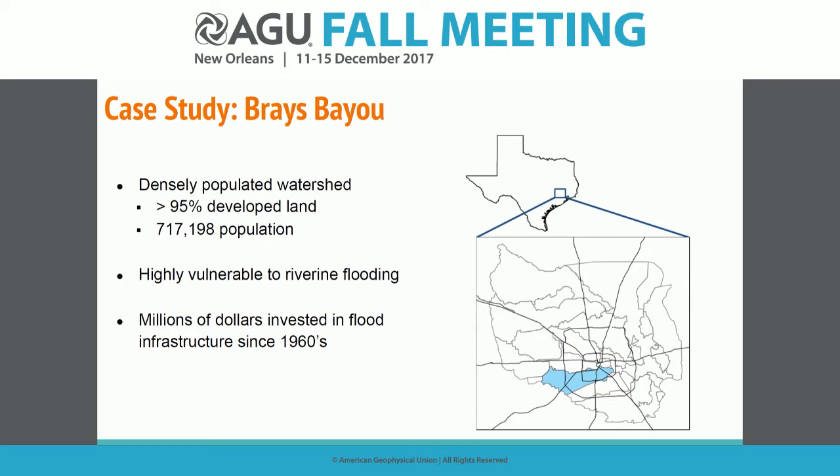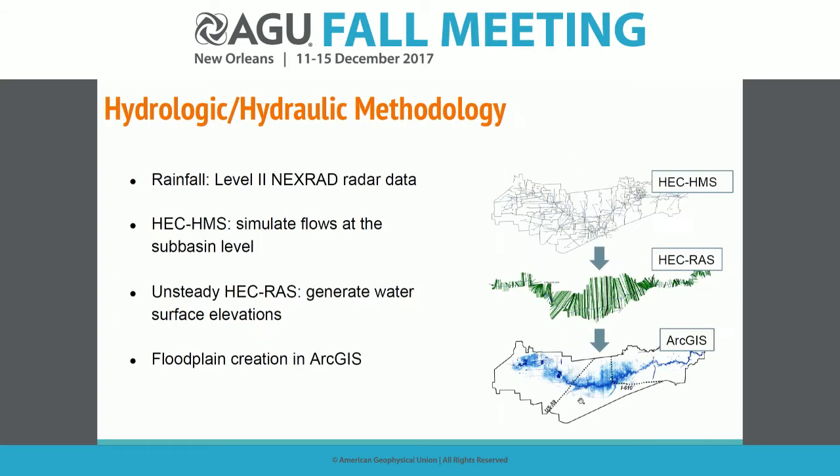In our case study, we focused on the Brays Bayou watershed, which is a very densely populated watershed with more than 95% developed land, which historically has been very vulnerable to river flooding, and millions of dollars were invested in flood infrastructure in the 60s. And it's shown here in the southwest part of Houston in this figure.